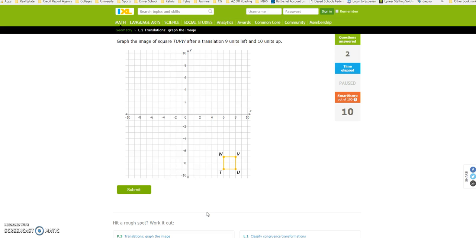We continue on. Now we are still on translations, graphing the image. We're not gonna head to the formulas just yet. What this problem is asking us to do is graph the image of square TUVW after a translation 9 units left and 10 units up.